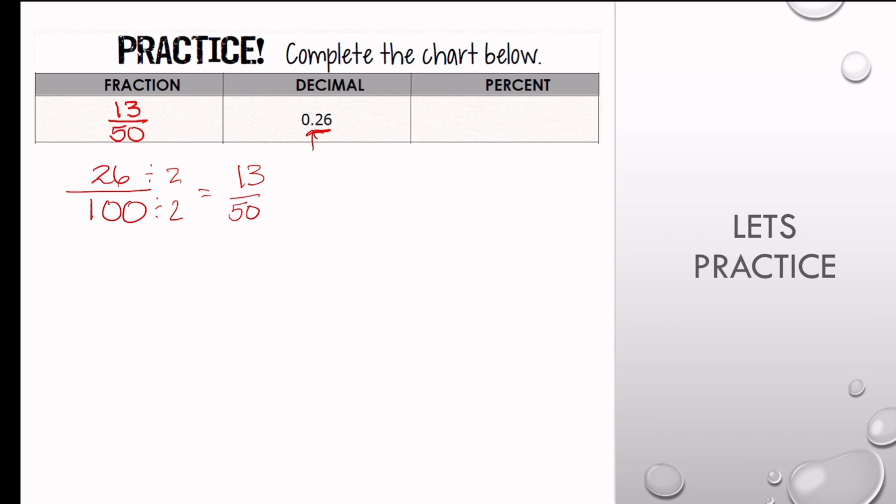That's how we simplify. Now, to make this a percent, remember decimal to percent, what am I doing? I'm taking a decimal to a percent. So I'm going to go 1, 2, which gives me 26. If you put that in your table, it is wrong. So you need to add that percent sign. Now you are done. Okay?